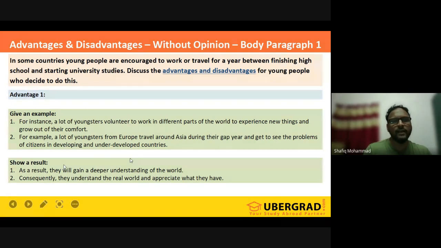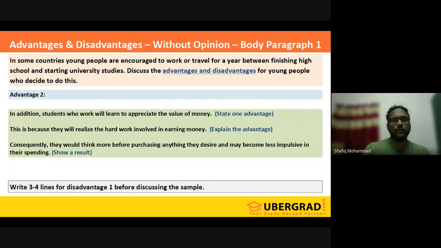Then, as a result, they will gain a deeper understanding of the world. Consequently, they understand the real world and appreciate what they have. The first and second are the same thing. As a result, or consequently, the consequence of this is nothing but that they can appreciate the real world and love people more instead of hatred, isn't it? If they know things, they'll become more sober, isn't it? So that's one. Then advantage two.